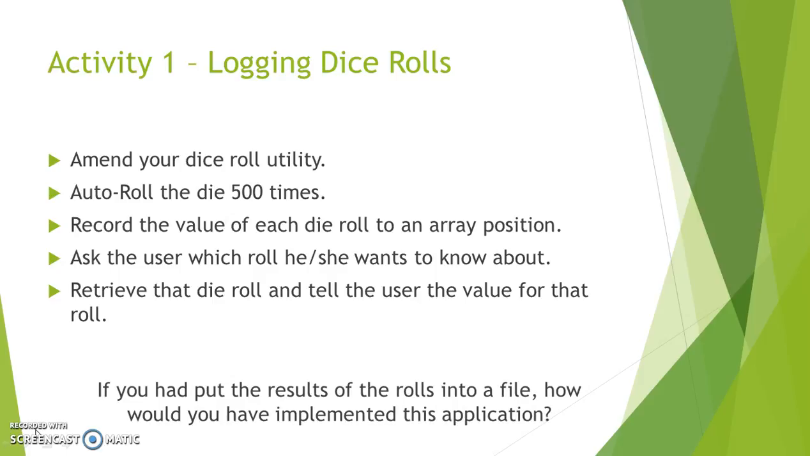Okay, so probably you've already thought about the idea that you could have written all of these results of the rolls into a file, into a txt file. If you'd done this, how would you have implemented it? Think about how you would have achieved this retrieve command. And I think you'll start to understand some of the value of arrays from that point of view.